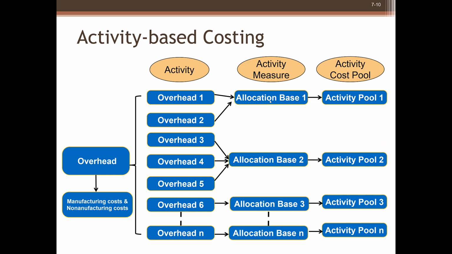In an activity-based costing system, total overhead costs include manufacturing costs and non-manufacturing costs. Activities will be defined. Similar activities will be combined into the same activity cost pool. For each activity cost pool, the activity measure or allocation base will be defined and calculated.